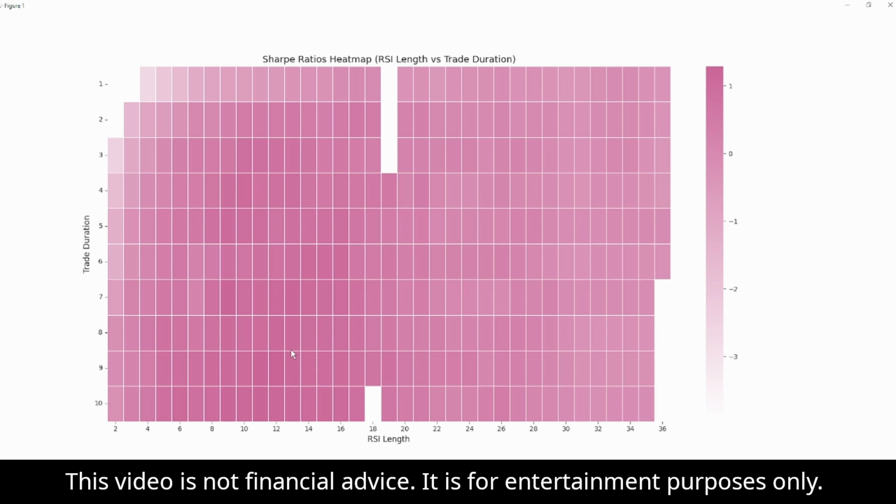So here's the 2-hourly heat map. As you can see, the best performances would be hit with an RSI length of around 10 to 12, something like that, and a trade duration of around 4 to 5, maybe 3 to 5 candlesticks after each entry.